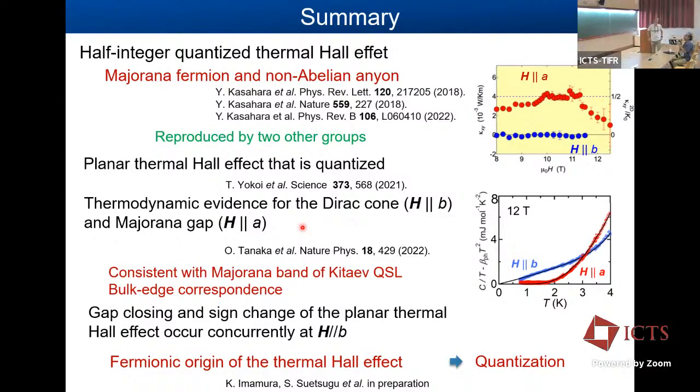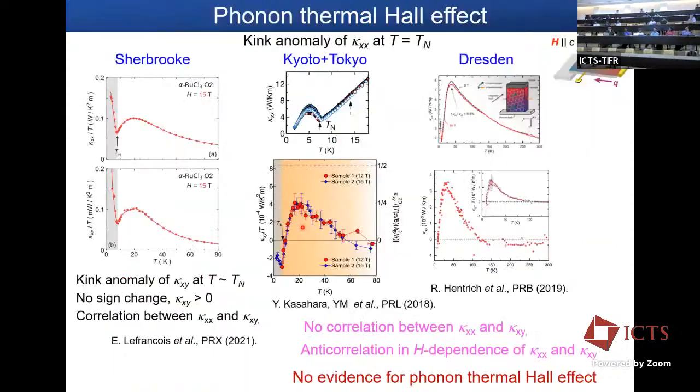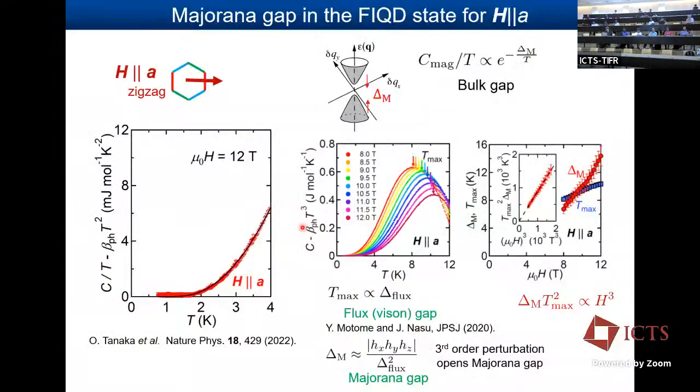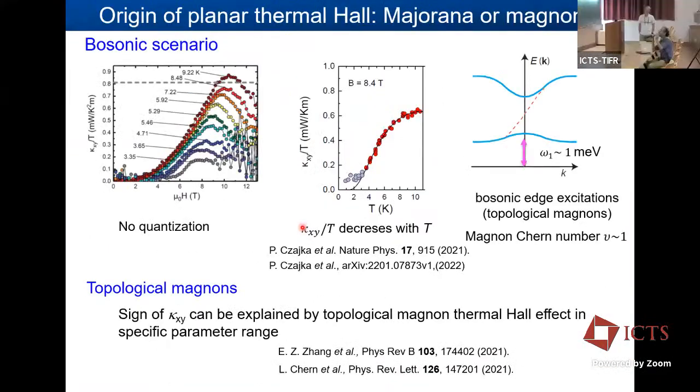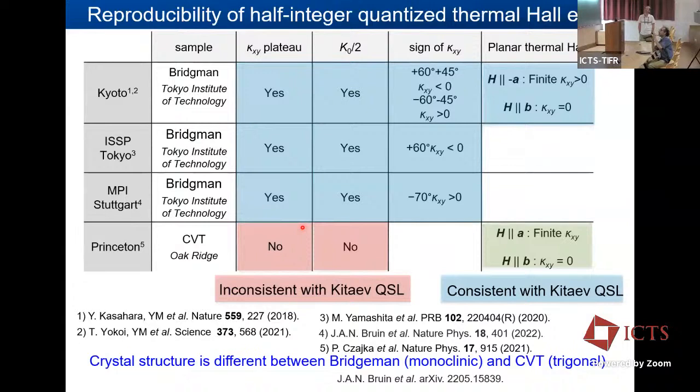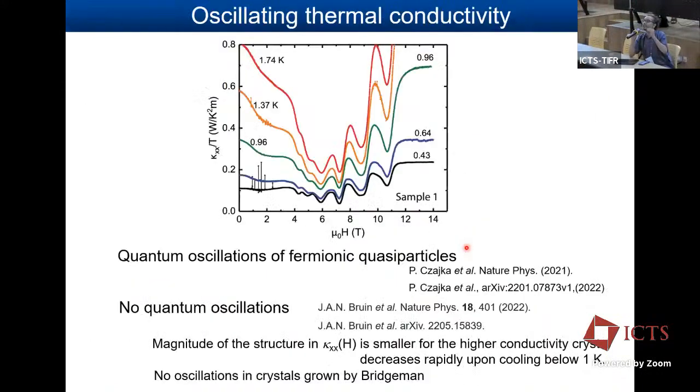Thanks for the nice talk. I have a question regarding this issue about two different samples, the Bridgman sample and the Oakridge sample. You said that in the Oakridge sample this plateau is not seen, but if I think about the experiments done at low magnetic fields in the zigzag ordered phase, are there already differences in these two classes of samples that are noticed inside the magnetically ordered phase?